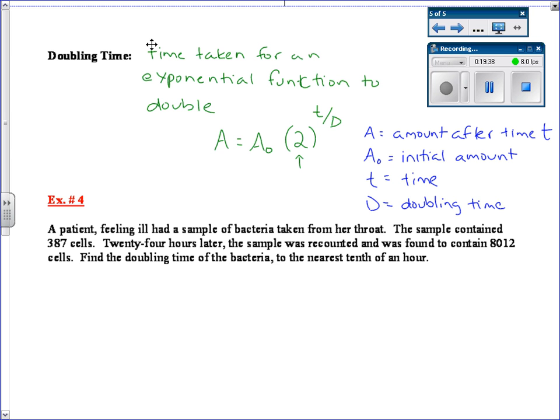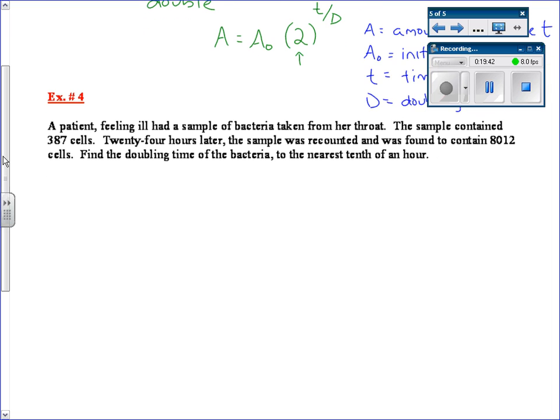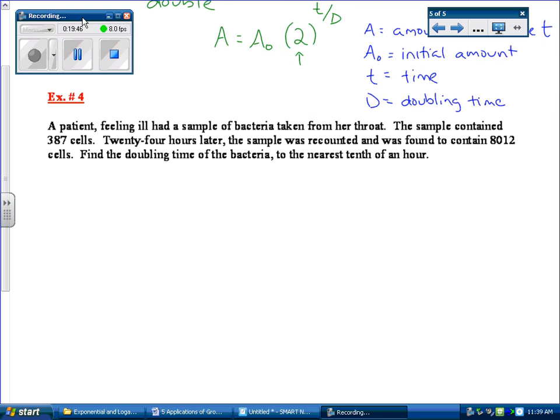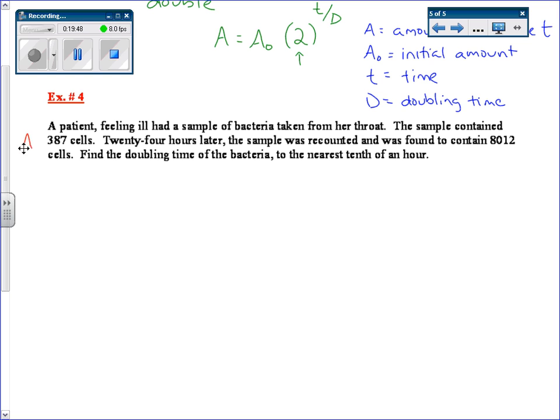So example 4: a patient feeling ill had a sample of bacteria taken from her throat. The sample contained 387 cells. Okay, so that is A naught. 24 hours later, so that's t, t is 24 hours, the sample was recounted and was found to contain 8,012 cells. So that's A. We want to find the doubling time.